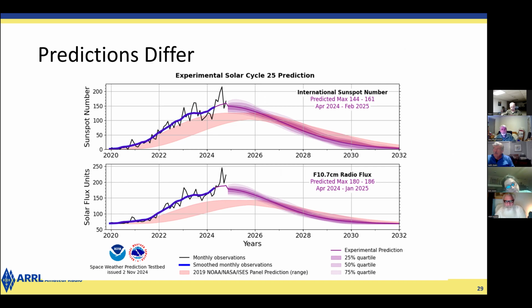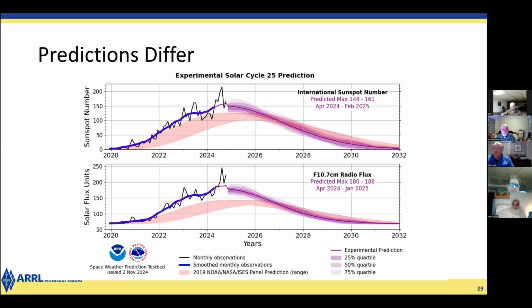That pink band was the prediction made near the end of the last solar cycle. Because the last cycle was relatively weak, the official prediction center thought that this solar cycle would also be relatively weak. But what's happened is this solar cycle has outperformed people's expectations by quite a bit.